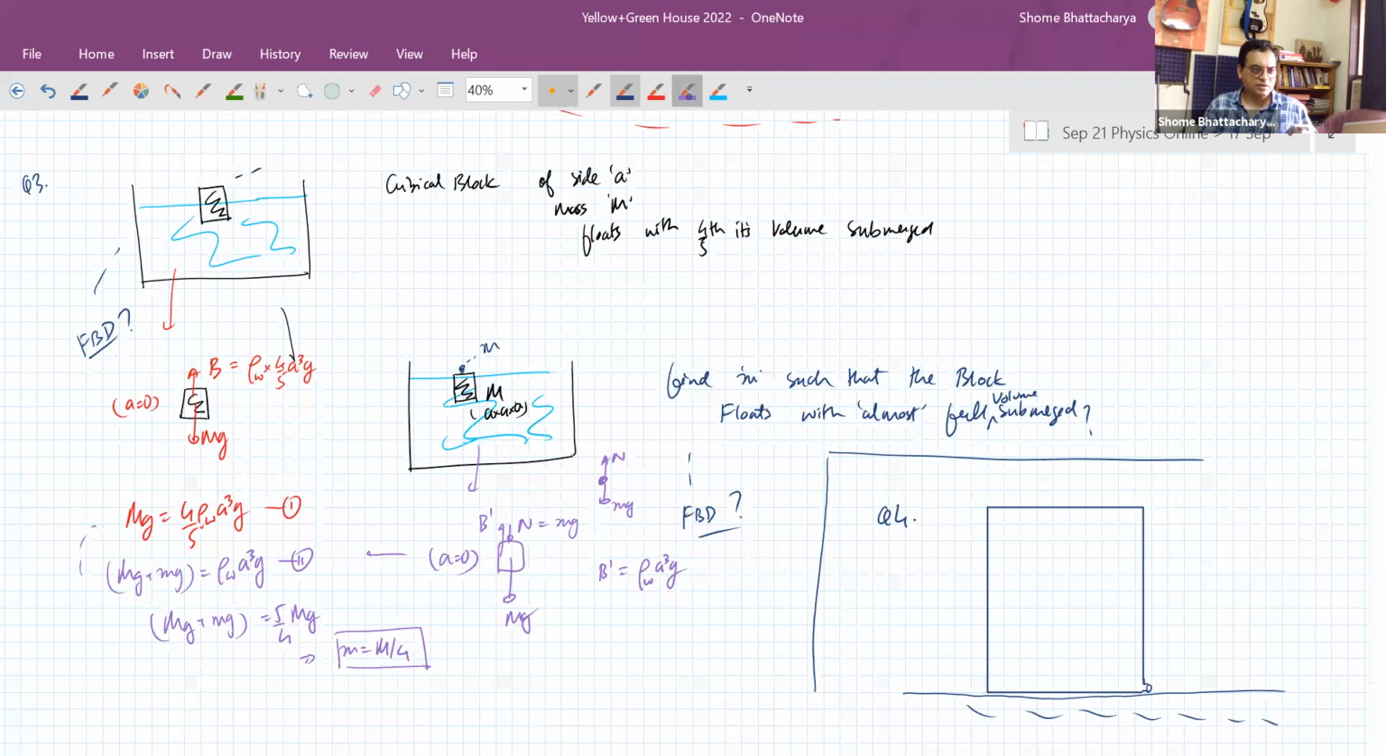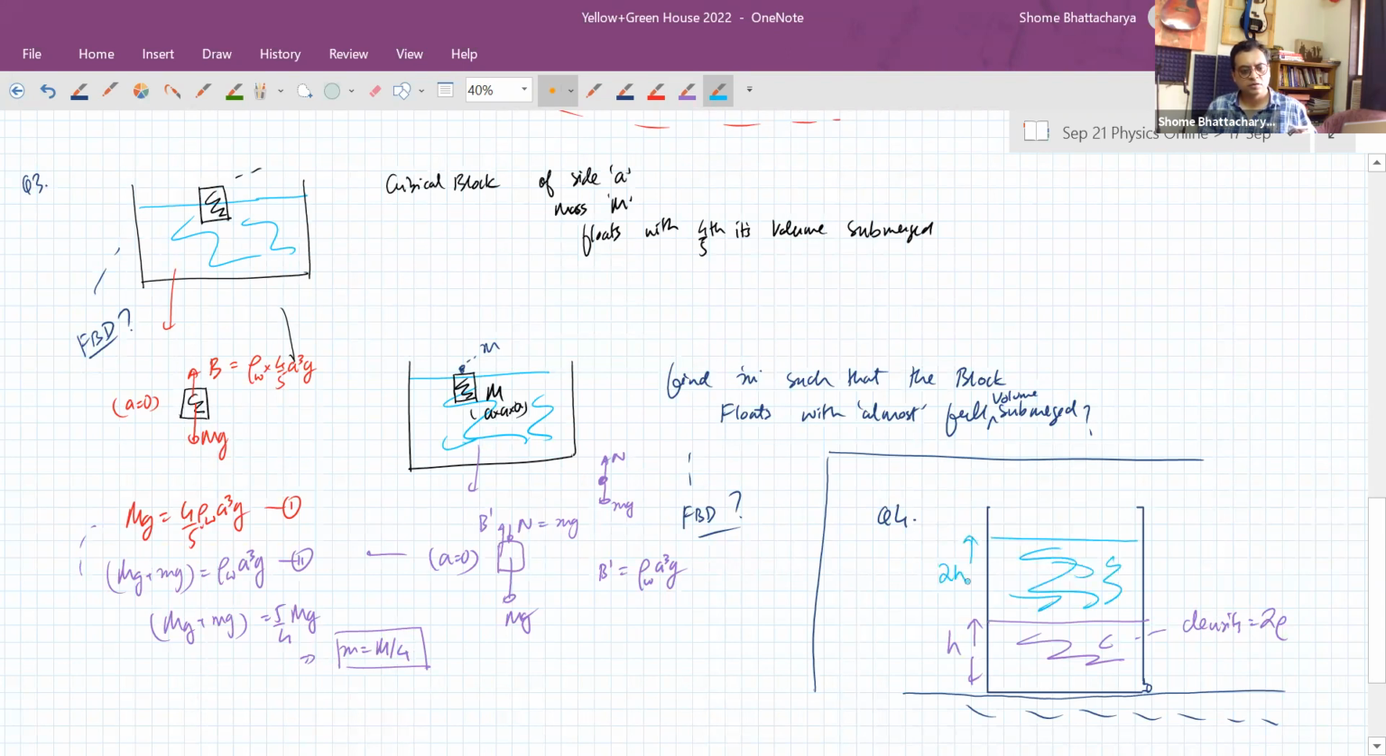So what is happening here is we have a combination of two liquids in an open container. This liquid has a density of 2 times rho, and this height is h. Whereas on top of that, we have another immiscible liquid. So assume it's like oil floating on water, something like that. And this has a density of rho.